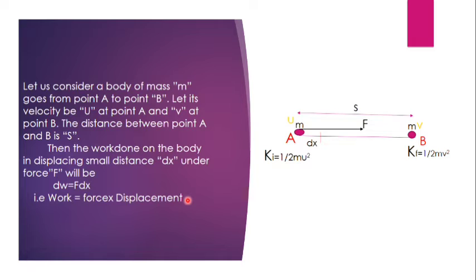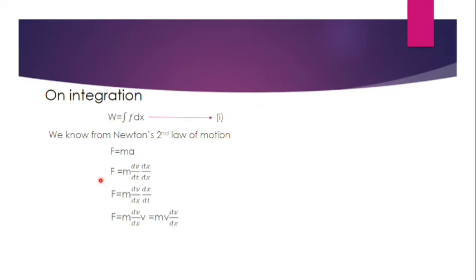Also, the initial kinetic energy at point A is half m u square, and the final kinetic energy at B is half m v square. So let us integrate this small work done to get the total work done. On integration we get W is equal to the integration of F dx. Let us call this equation 1.